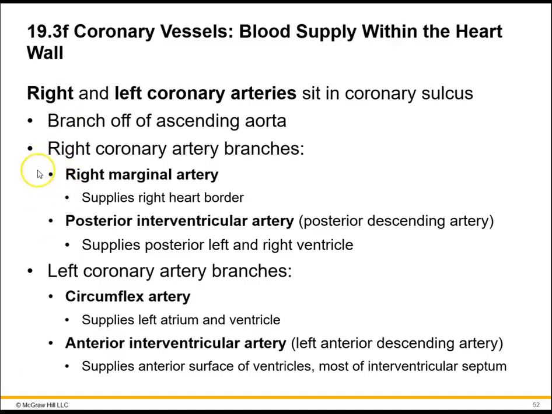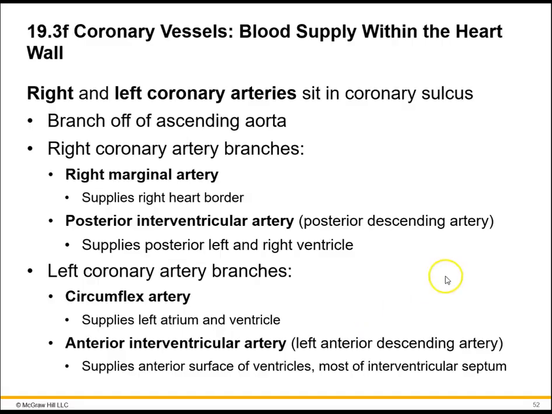So the right coronary artery is going to branch into the right marginal artery, and this supplies the right heart border. And the posterior interventricular artery, and this supplies the posterior left and right ventricle. You might also hear the posterior interventricular artery referred to as the PDA, or the posterior descending artery. The left coronary artery branches into the circumflex artery. This supplies the left atrium and ventricle. And the anterior interventricular artery, or the left anterior descending artery. And this guy supplies the anterior surface of the ventricles and most of the interventricular septum.